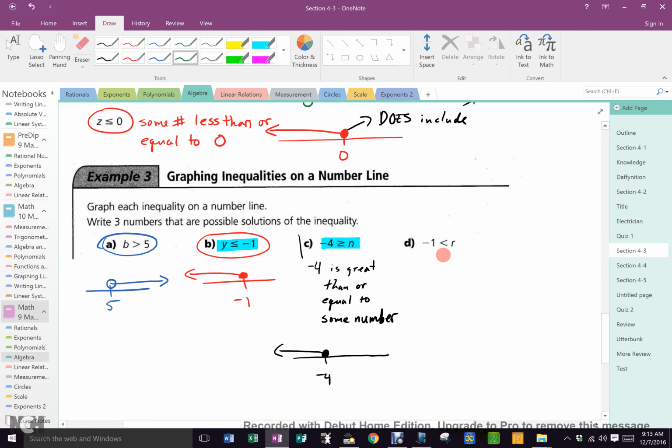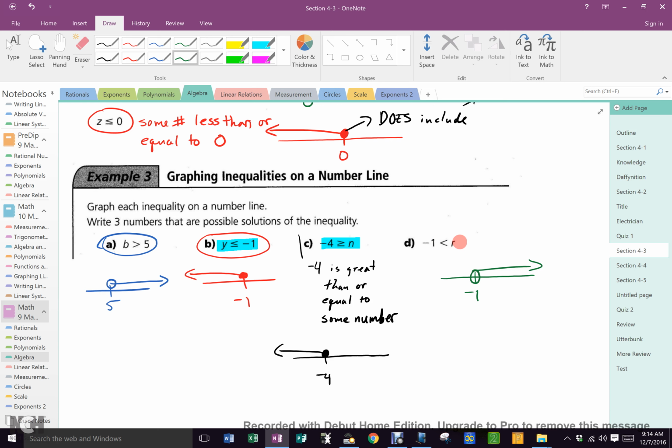And in green, what's this one going to look like? There's my line. What's the only number that matters? Negative 1. Is negative 1 going to be included? No. So it's an open dot. Which way does the arrow go? Left or right? To the right, because this says negative 1 is less than some number. So all those numbers must be greater than negative 1.